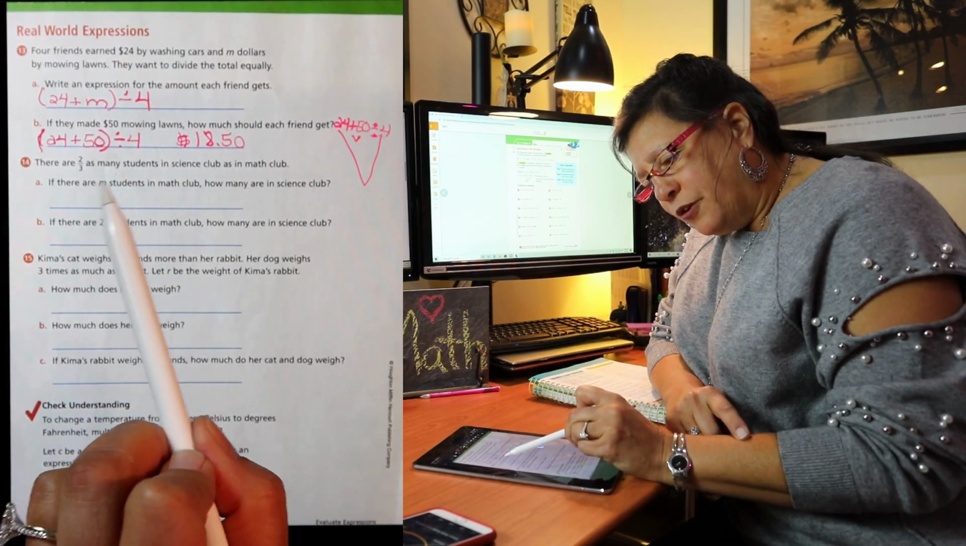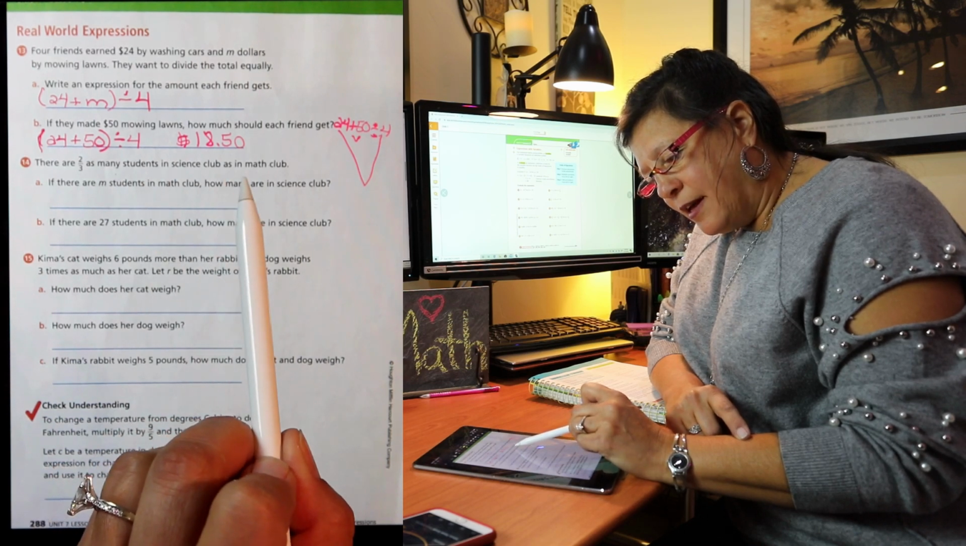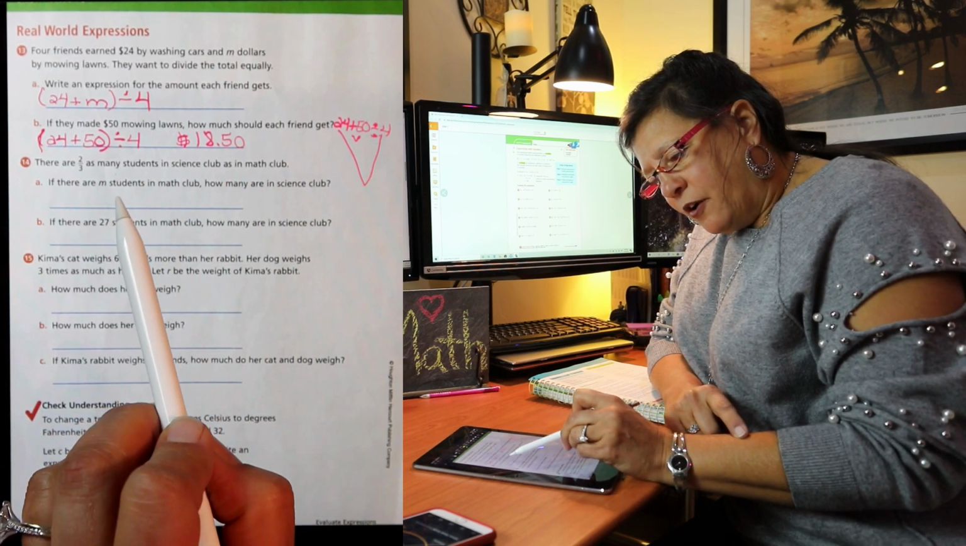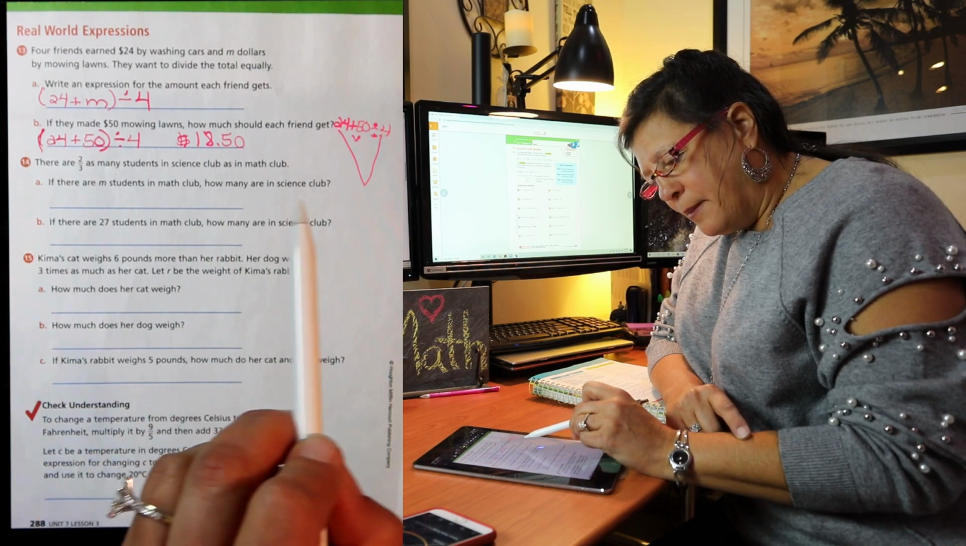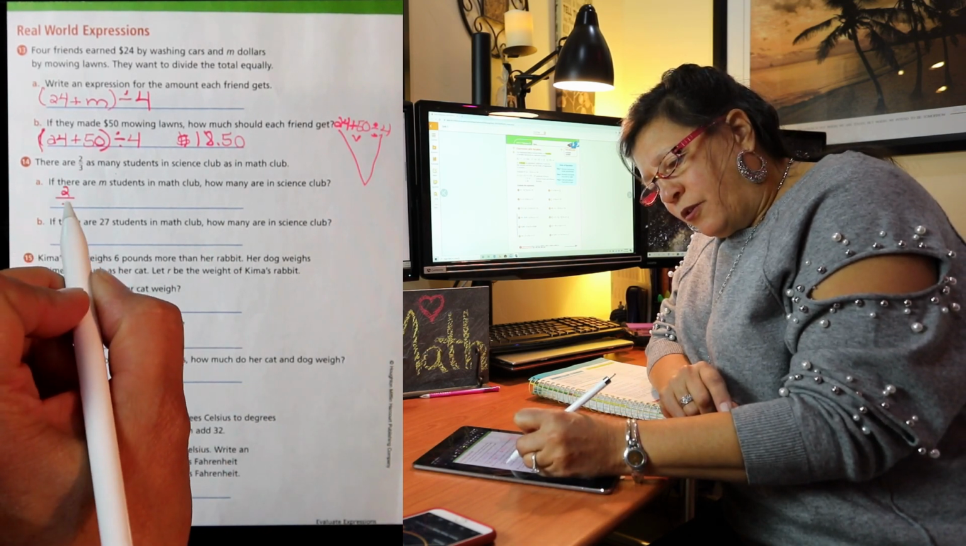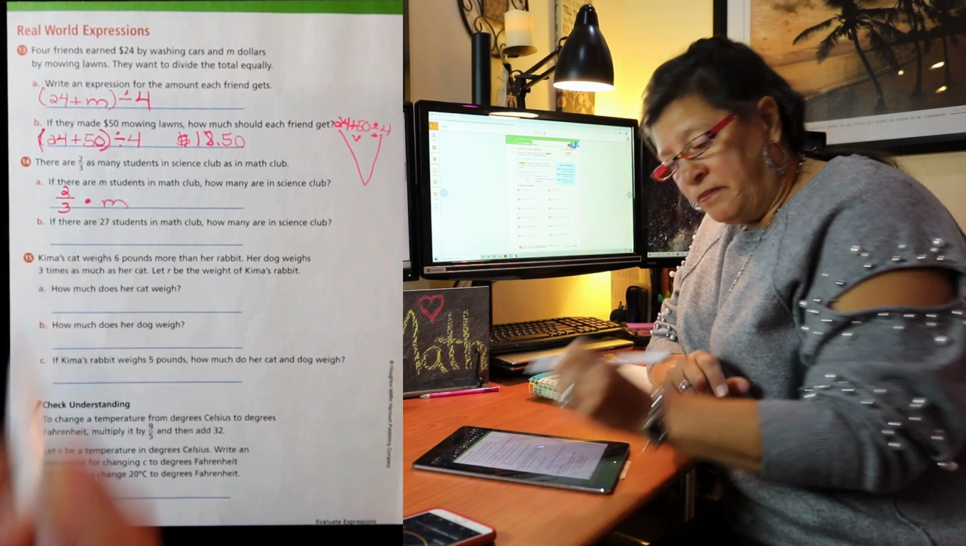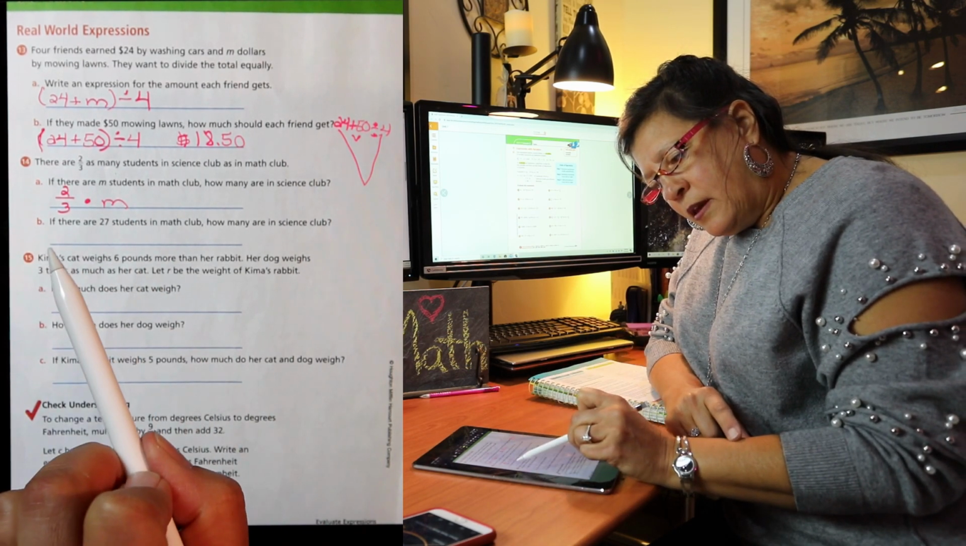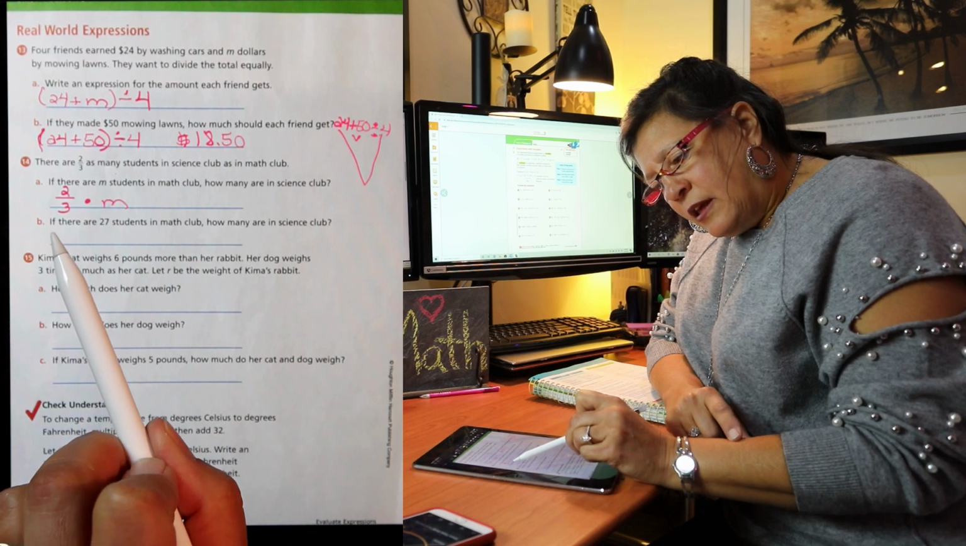14. There are 2/3 as many students in science club as in math club. If there are M students in math club, how many are in science club? Well, that's 2/3 of M, okay? That would be our expression.